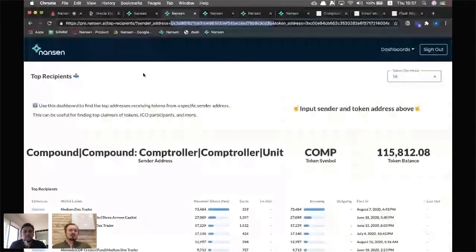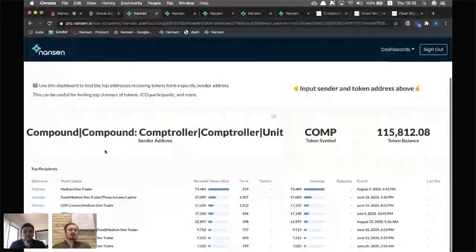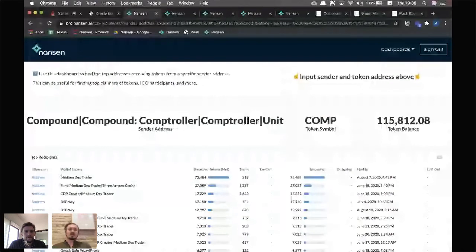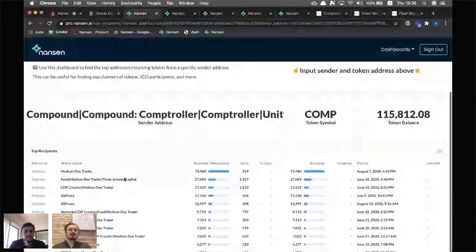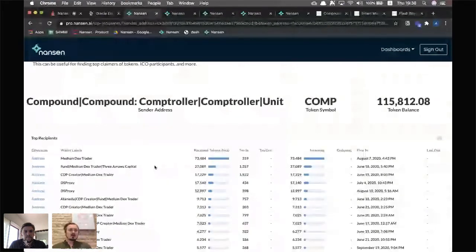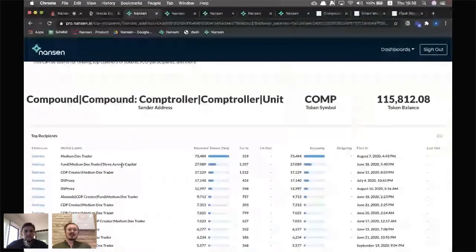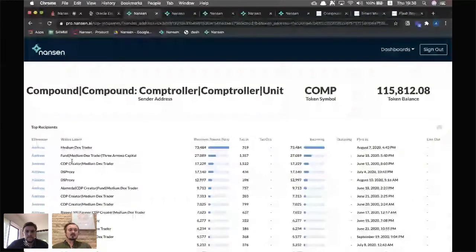Like, hey, maybe some of these addresses were hit by this. And so, okay, there's a couple here. There's a Medium DEX Trader on top who has farmed a lot of COMP tokens. This is how much they received in net from the comptroller contract, as I said. So there's the top one. There's also this 3 Hours Capital address as number 2. And then as number 3 is this one.